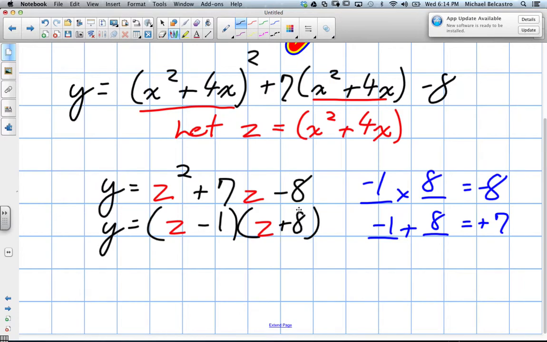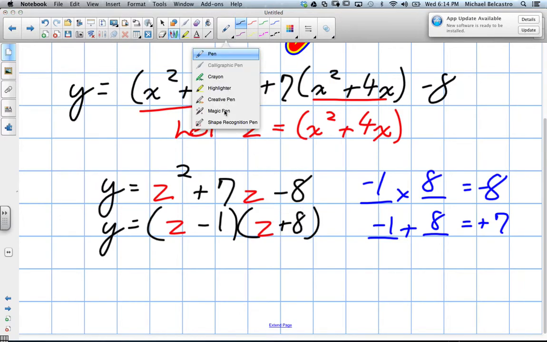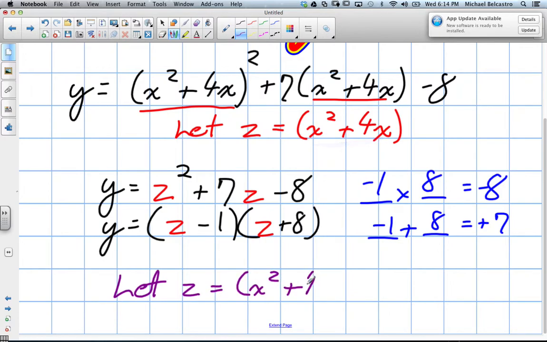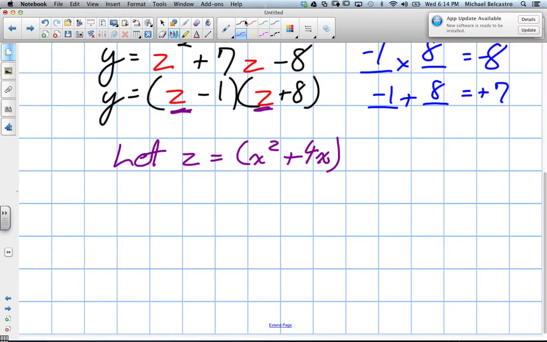Great. But this equation wasn't written with z. It was originally a let statement, right? So I'm going to rewrite it again below, this time in purple just to distinguish some colors. So remember we said let z equal x squared plus 4x. So we need to go back and replace this z because that's not really the question. We have to replace it with our brackets. Okay. So we've done one set of factoring, and that's good. So now let's replace that. Y equals, our z will then be replaced with x squared plus 4x.